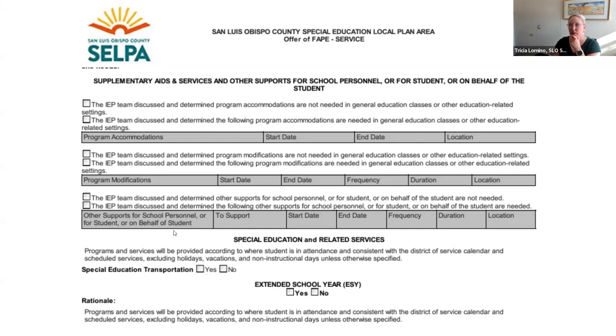Any modification that is happening during a student's school day needs to be documented in the IEP. It's not an area that we just loosely throw around and start modifying work, right? Because we want to keep students on track with their learning. So if a modification is happening, it needs to be documented in the IEP.